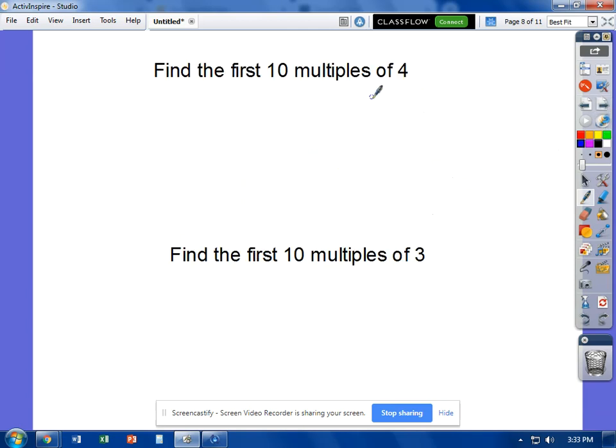Remember, anytime we see the word multiples, we're associating it with the idea of skip counting. When we see multiples, we're doing skip counting. When we see factors, we're making a T-chart. T-chart, fun factors, multiples, skip counting.